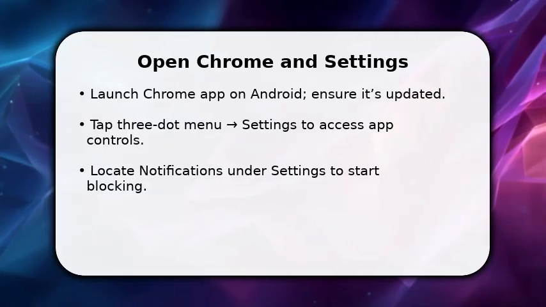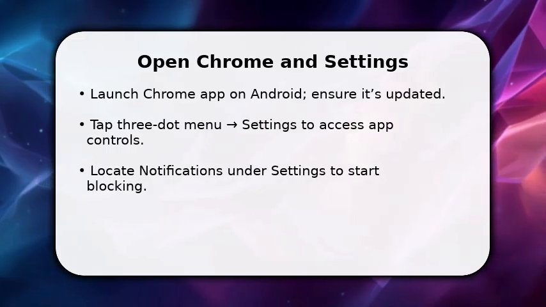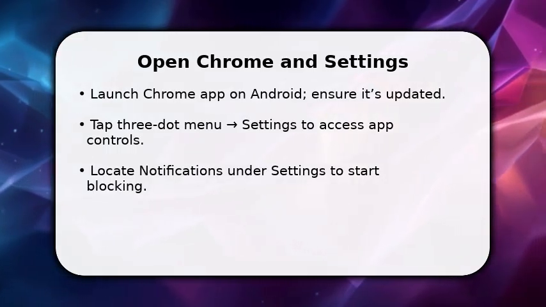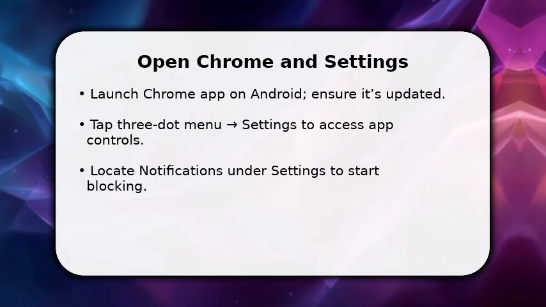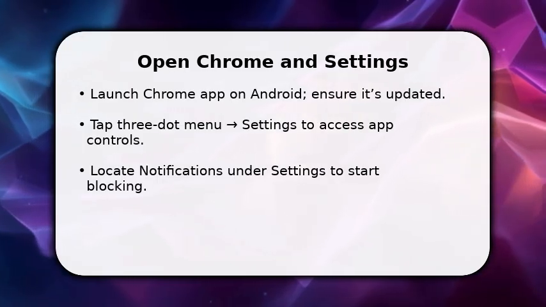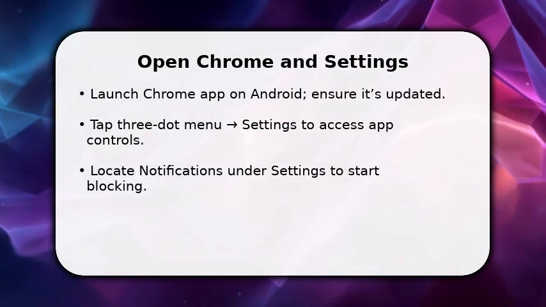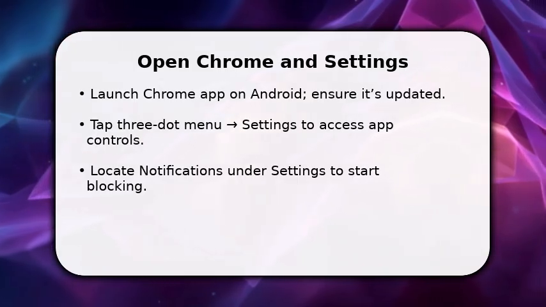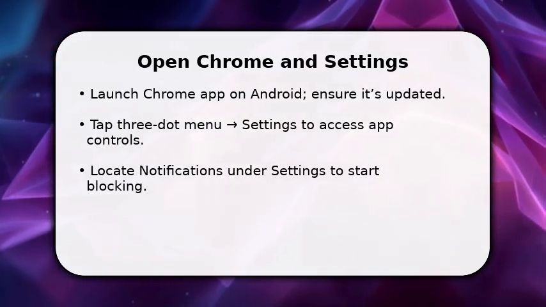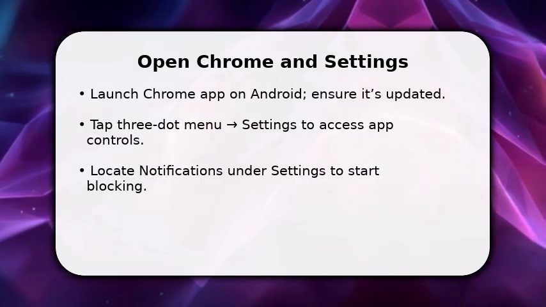You start inside Chrome because notifications are managed per app and per site. First, open Chrome and tap the three-dot menu at top right. Once done, choose Settings and scroll to Notifications. This is where Chrome exposes site-level and channel-level controls. You need this view to turn off push permissions and group channels.